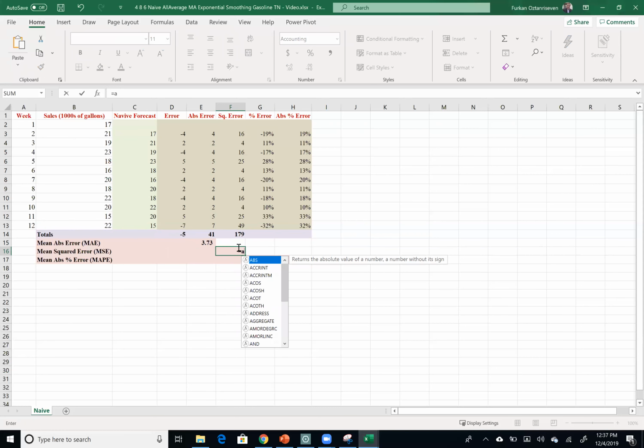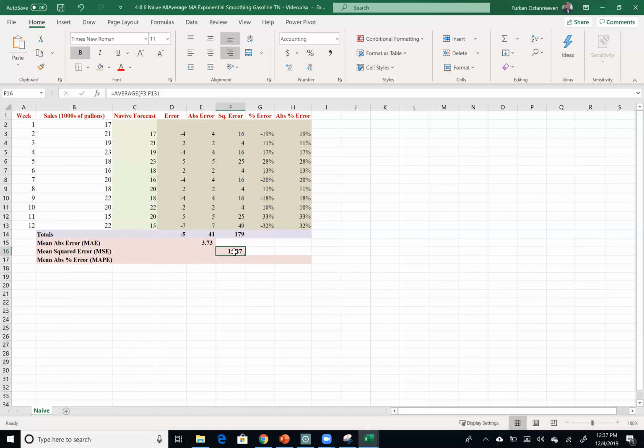I can do the same thing for squared error. Again, I want this value to be as low as possible. However, it's hard to grasp this because the square of the gallon doesn't really mean anything. But you can see that this number is 16.27. And this is my personal favorite, calculating the mean absolute percent error, which is MAPE. Just basically take the average of the absolute value of the percent errors. And on average, my model is off by 19.24%.